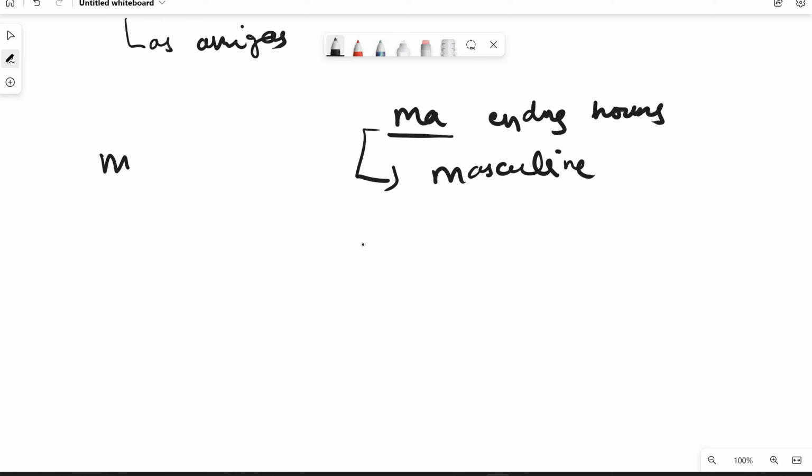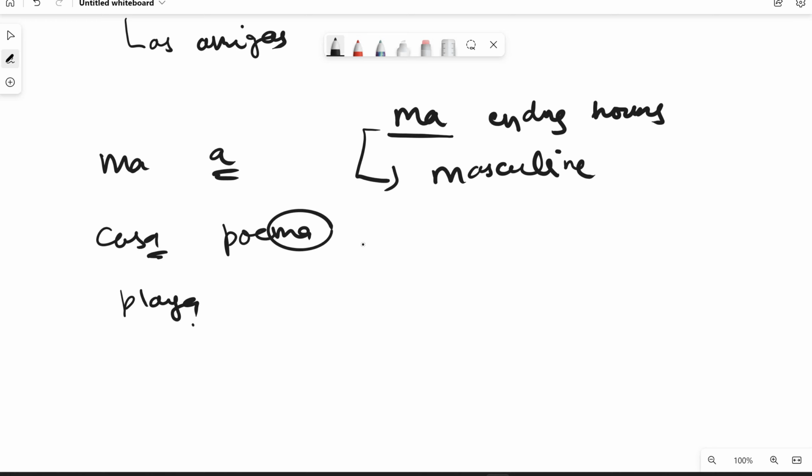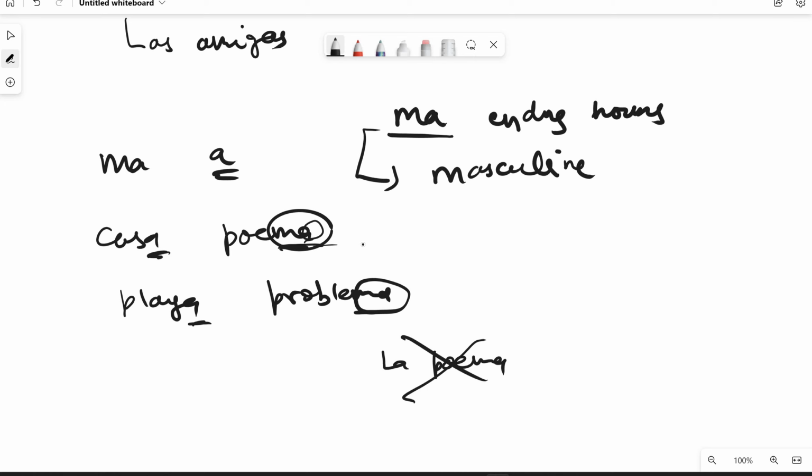And don't confuse MA ending with A ending. It is different, right? Casa is an A ending noun. Poema, which is a poem, is a MA ending noun. Playa is an A ending noun. Problema is a MA ending noun. So don't confuse MA ending nouns with A ending nouns. A lot of students do that. They just look at this ending and they're like, oh, it is ending in A. Must be feminine. So they just write la poema, which is wrong. Remember, MA ending nouns are masculine.